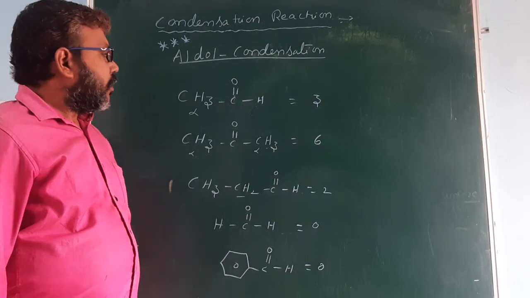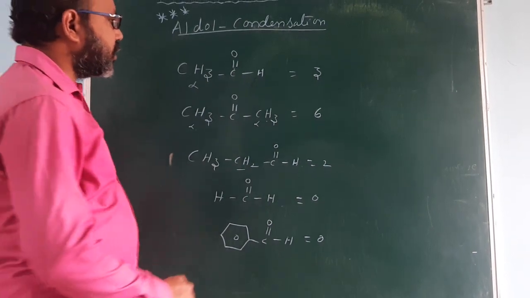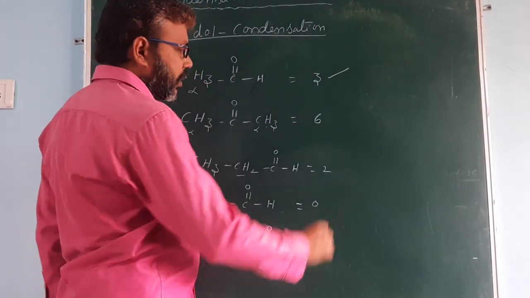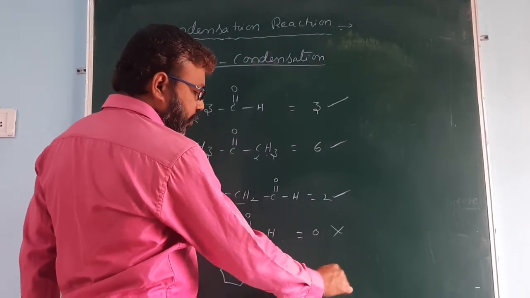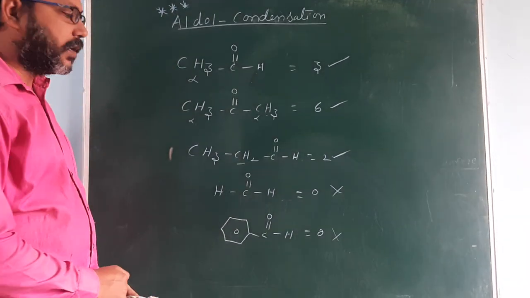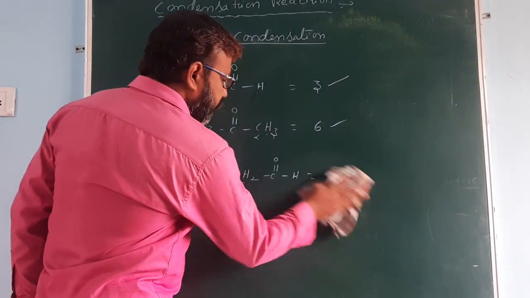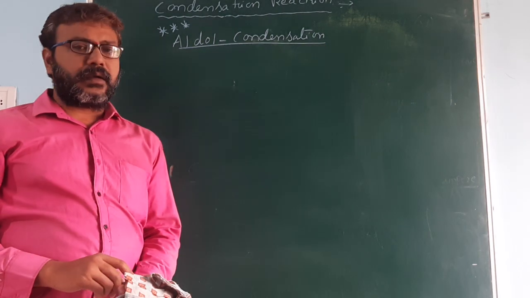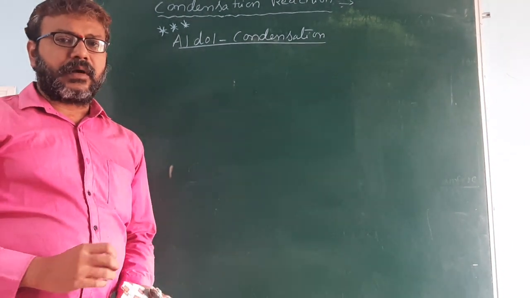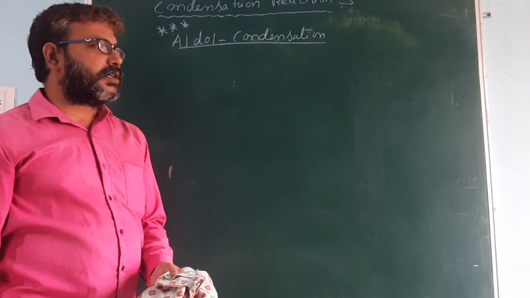Carbonyl compounds that have alpha hydrogens are involved in aldol condensation. This carbonyl group is involved, and this one is also involved, but these compounds cannot be involved in aldol condensation because of the absence of alpha hydrogens. So, already you know the substrate is a carbonyl compound, an aldehyde or ketone, and the condition is that it must have alpha hydrogens.